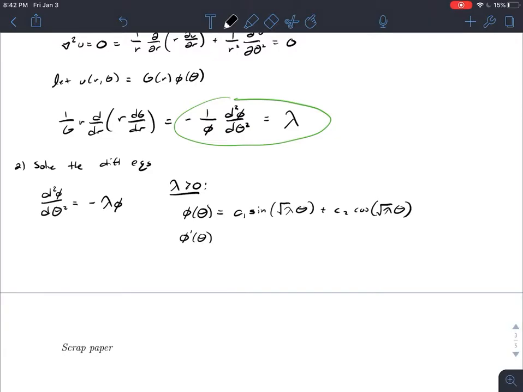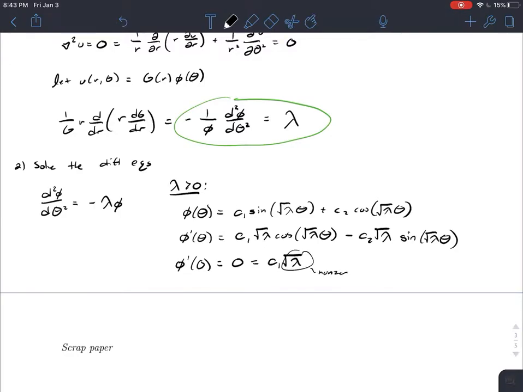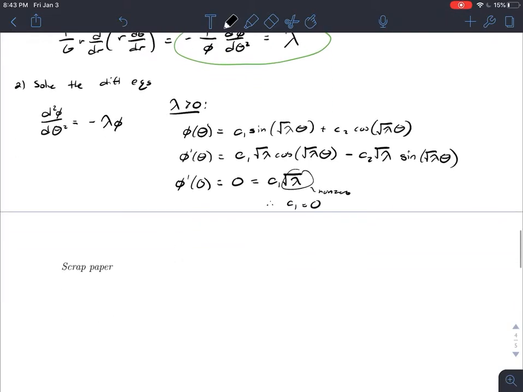Applying the boundary condition, we have to take the first derivative of this function, which gives us c1 square root lambda cosine of square root lambda theta minus c2 square root lambda sine of square root lambda theta. The first boundary condition tells us that at angle 0, we're equal to 0, and this tells us that c1 times square root lambda is equal to 0. But remember that square root lambda is non-zero. Therefore, c1 is equal to 0.